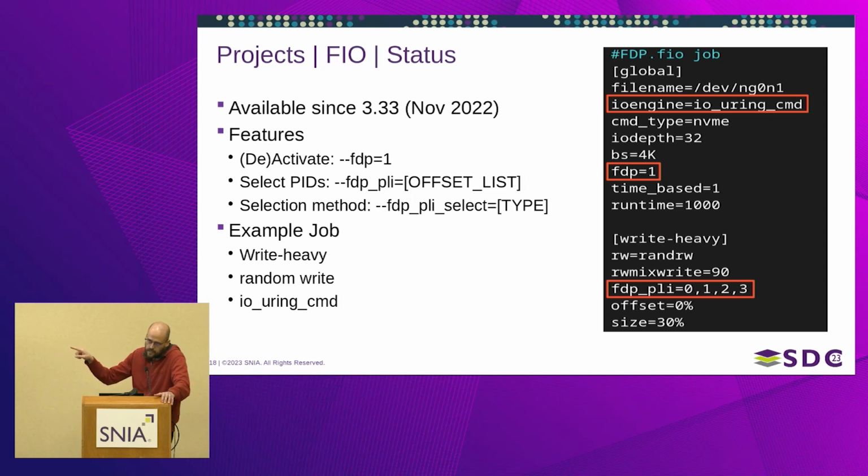And in FIO, these are not the placement identifier IDs. These are just the offsets. So what it's telling you there is, I'm going to use the first one I find, the second one I find, the third one I find, and the fourth one I find. And then additionally, I don't have it in the example here, but you can also select the way you cycle through it.